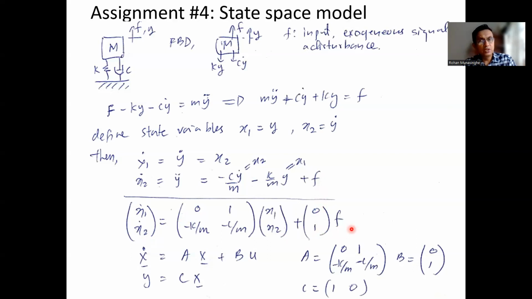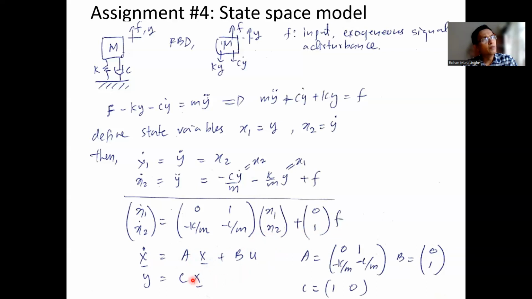So had you considered weight also here? Weight will also come as a disturbance, but not a control signal. F is a control signal. You manipulate that signal, but gravity, the weight, is a disturbance. So this is your A matrix. This is your B vector.